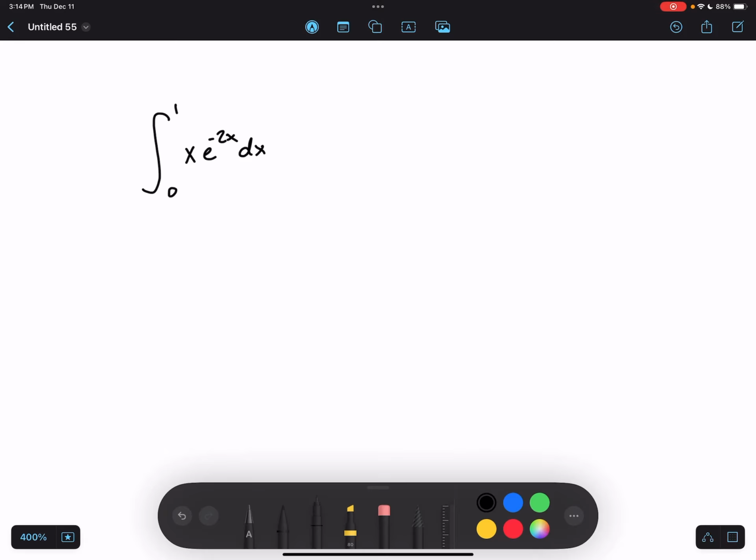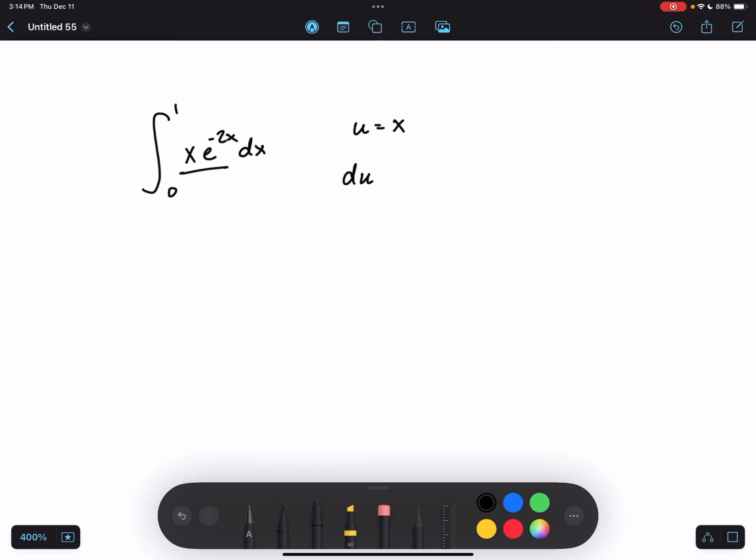We're given the integral of x e to the negative 2x dx from the bounds 0 up to 1. And this is a clear product in the integrand with no easy u substitution to do. So what we'll do is an integration by parts, starting with u equal to x.